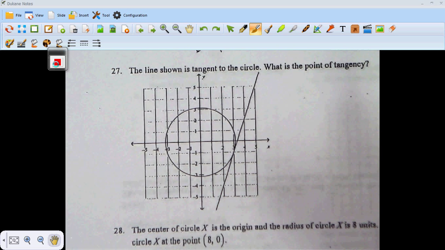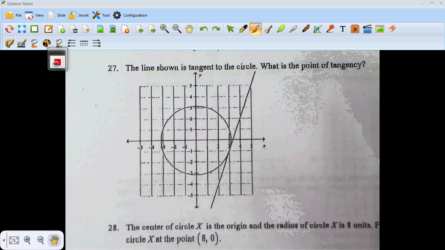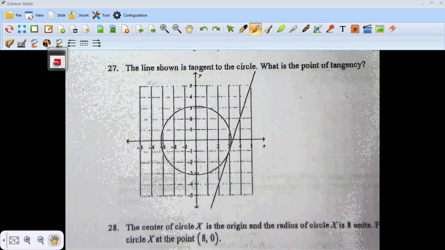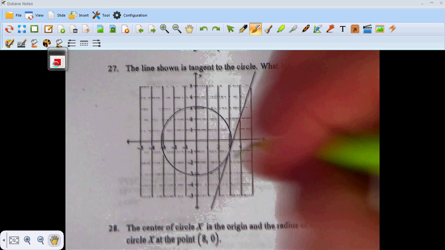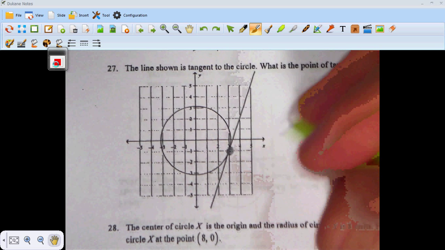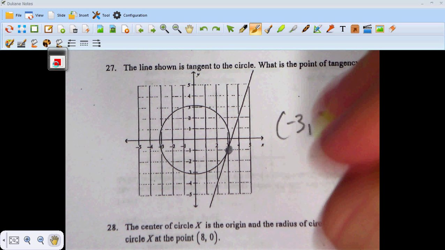Okay, they're just asking what is the point of tangency. At what point does that line intersect that circle? -3, -1. That point right there. So my point of tangency is -3, -1.